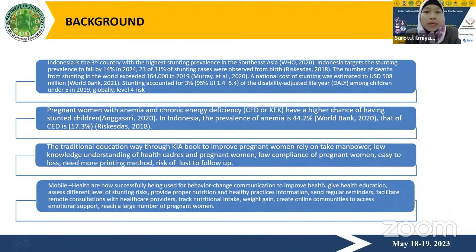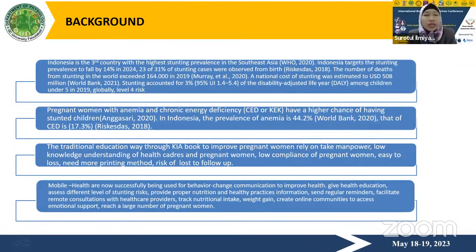Pregnant women with anemia and chronic energy deficiency, we call it CED, are having stunted babies. It means how we prevent during the pregnancy period is the most important. And as you know, in Indonesia, the prevalence of anemia is around 44.2%, and also CED is 17.3%. It belongs to Riskesdas from the Ministry of Health Indonesia, 2018.